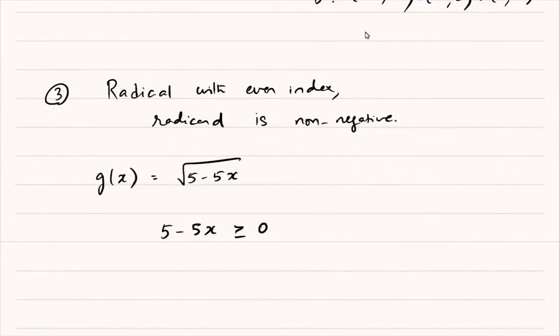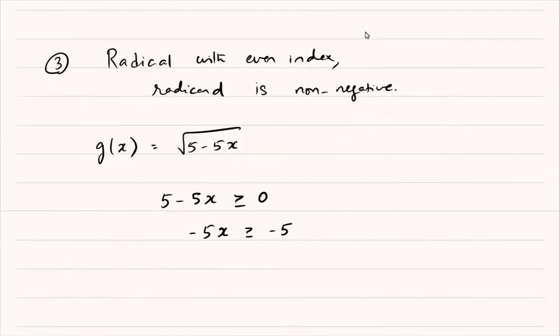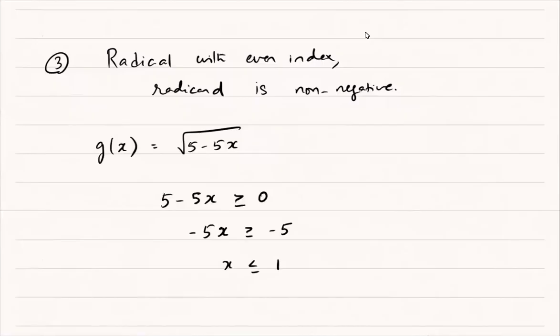So set it up like this. Then solve. The 5 moves to the other side, becomes -5. Now I'll have to divide both sides by -5, and whenever you divide by a negative number, you have to flip the inequality symbol. So this becomes x is less than or equal to 1. So this is your domain as an inequality, but how do you write it as an interval? So 1 is here, all values less than or equal to 1 is your domain. So your domain is going to be -∞ to 1.